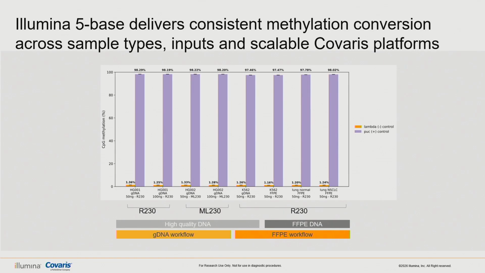So to summarize the results from this, we show that we have a scalable solution for the instruments up to very high throughput. We can show consistency with the methylation we show here. It's consistent with the positive and the negative controls, both input-wise, so we compared here 50 nanogram and 100 nanogram. We compare genomic DNA with FFPE DNA, and the results are very consistent between genomic DNA and FFPE DNA.